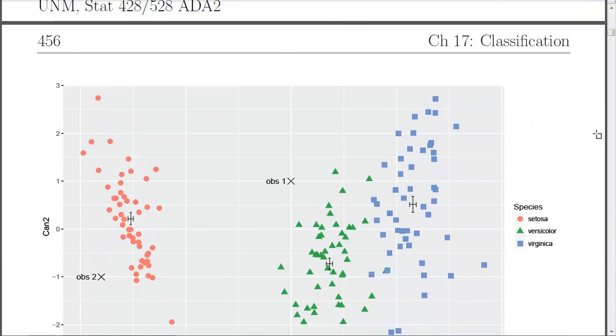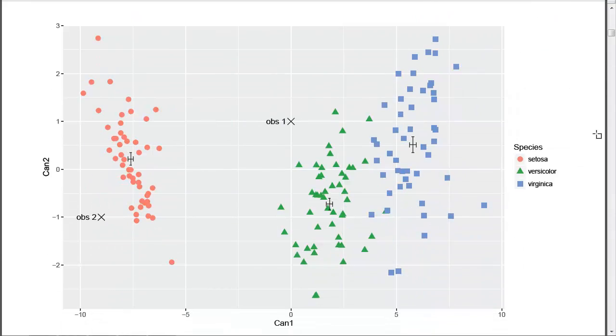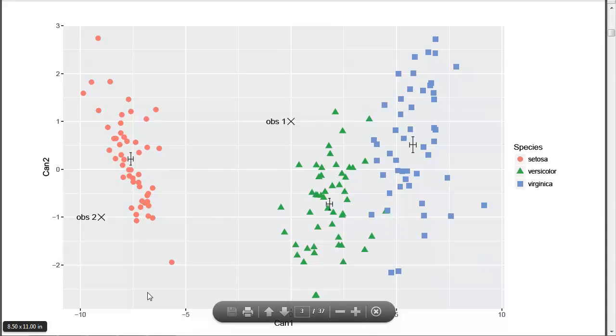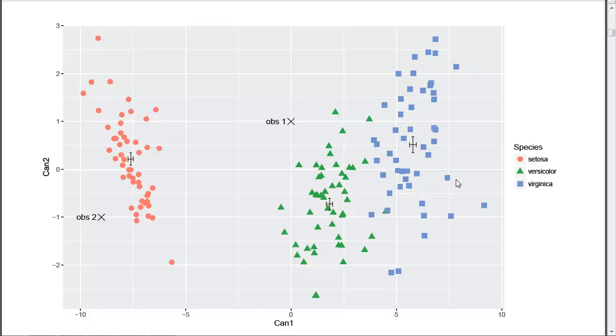Right. So here's an example using Fisher's iris data. We have canonical direction 1 along the horizontal axis. That's the one that gives about 99% discrimination. And then canonical direction 2 gives only a little bit less than 1%. And the question is, say we observed this new observation here, observation 1. To which species are we most likely to classify this?